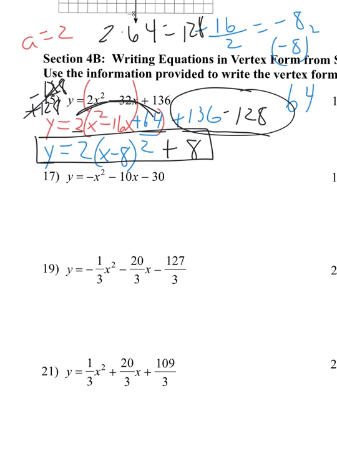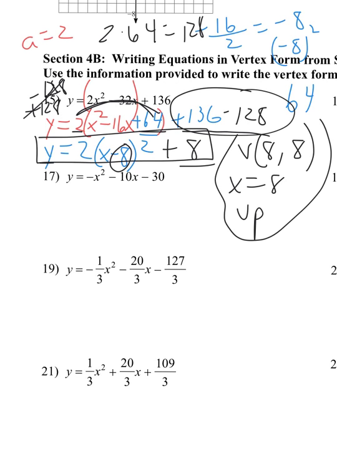Now, if I wanted to identify the vertex, the problem didn't ask for this, the vertex would be at, I take the opposite sign of this, which would be 8, and then I take the same sign as this, which would be that. And if I said what's the axis of symmetry equation, it'd be x equals 8. And a is 2, so it would open up. Now, you were not asked to identify these, but you can easily do that when we're in vertex form.